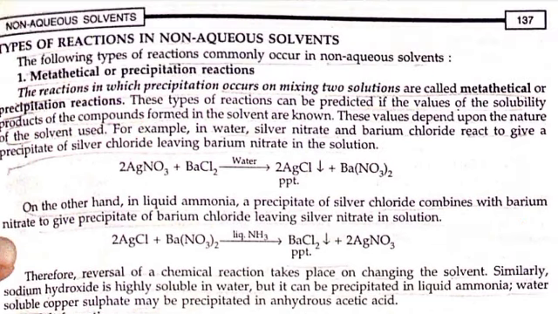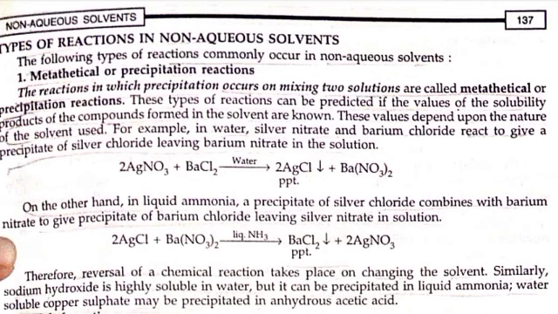The following types of reactions commonly occur in non-aqueous solvents: metathetical or precipitation reactions. The reactions in which precipitations occur on mixing two solutions are called metathetical or precipitation reactions. These types of reactions can be predicted if the values of the solubility products of the compounds formed in the solvents are known. These values depend upon the nature of the solvent used.